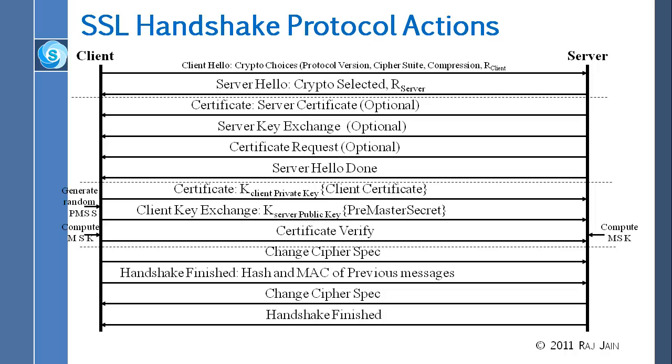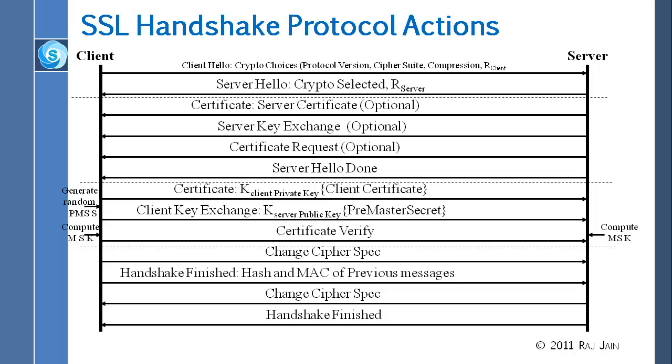The client says, and notice that it all goes in clear, it says, look, I am so and so, and I can use these protocols, these ciphers. My version is so and so. So basically, it will say that I am going to use version 3.1 or 3.2, whatever version, and that I am going to use this encryption scheme, this compression scheme, and here is my random number. And the server then selects from these choices.